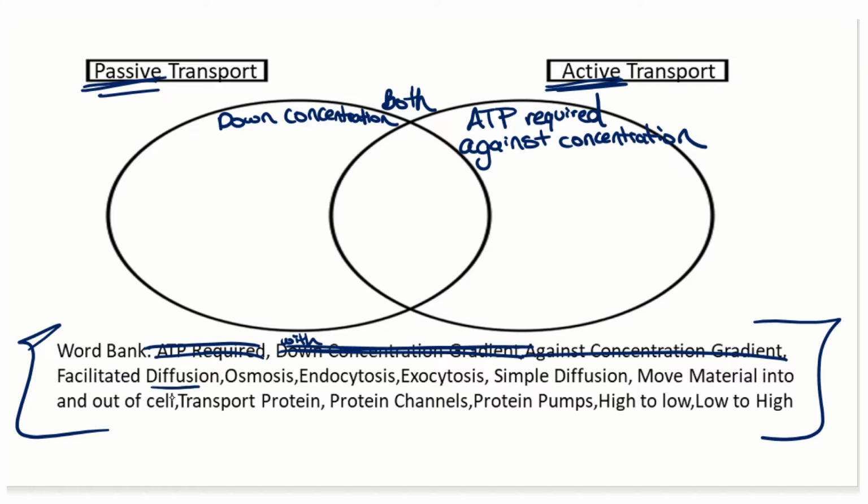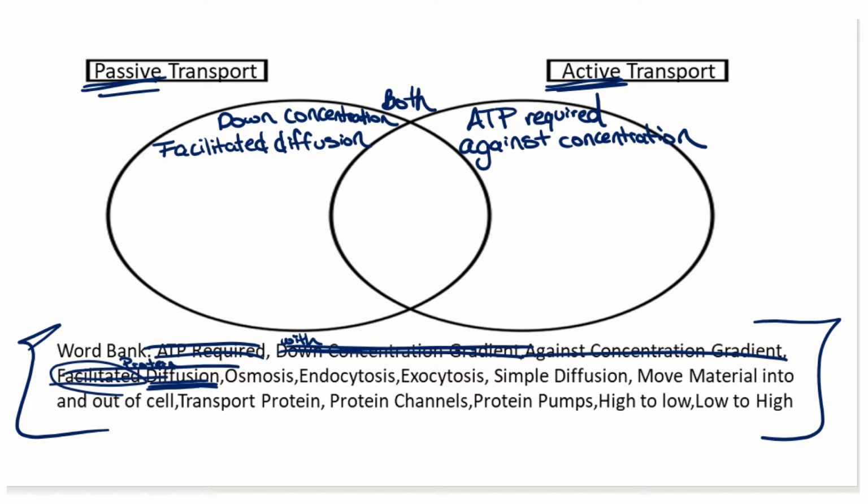Next is facilitated diffusion. Now remember, diffusion itself is a form of passive transport. Facilitated is referring to using a protein to help you get things across. So it's just making things easier with that protein, but there's no energy being needed. So that's going to be under passive transport. So we're going to write in facilitated diffusion.